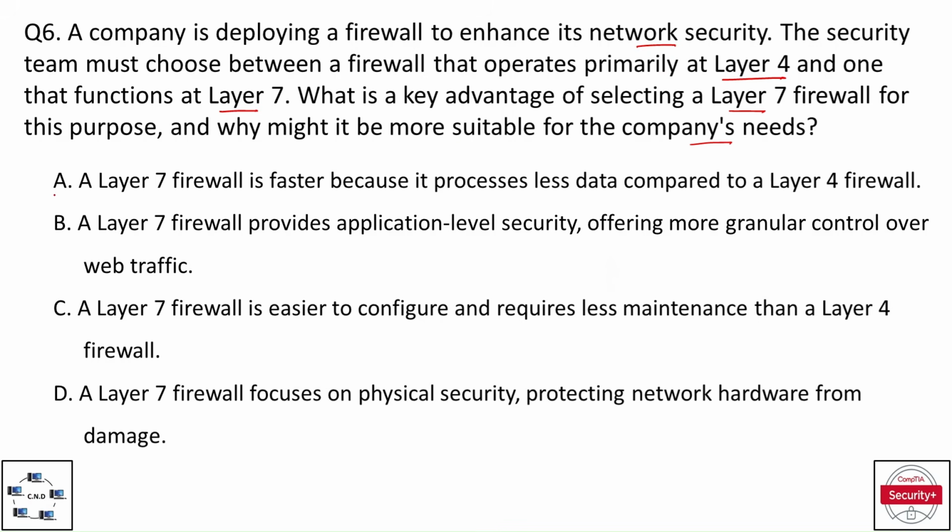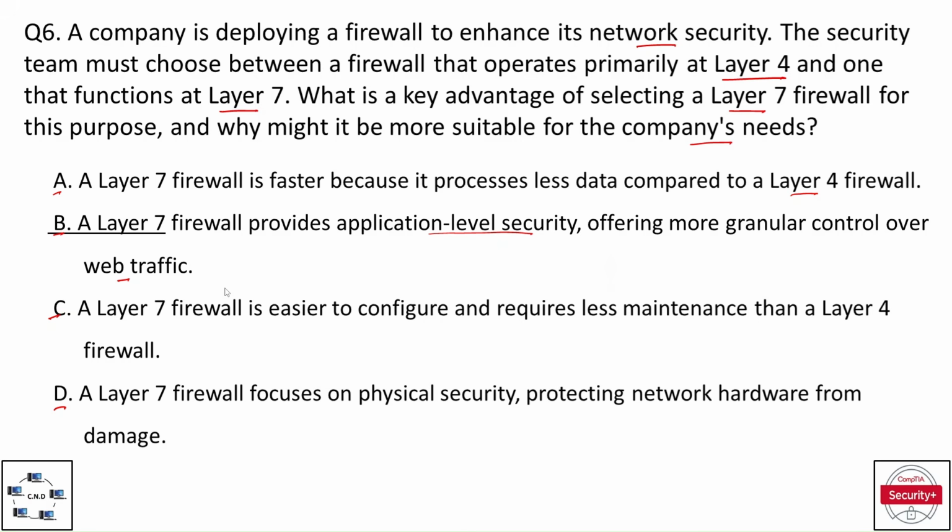And the options are option A, layer 7 firewall is faster because it processes less data compared to a layer 4 firewall. Option B, a layer 7 firewall provides application level security, offering more granular control over web traffic. Option C, a layer 7 firewall is easier to configure and requires less maintenance than a layer 4 firewall. And option D, a layer 7 firewall focuses on physical security, protecting network hardware from damage.